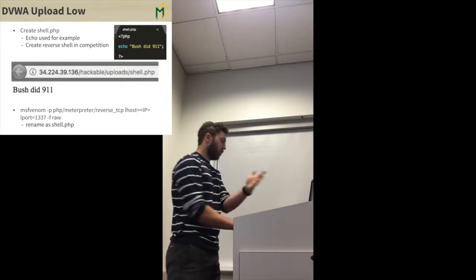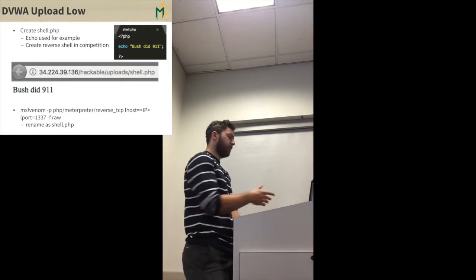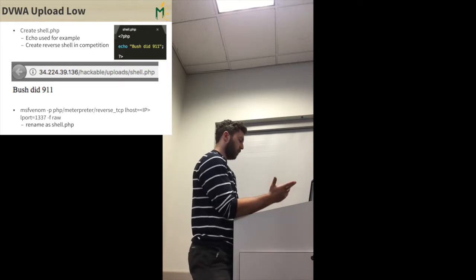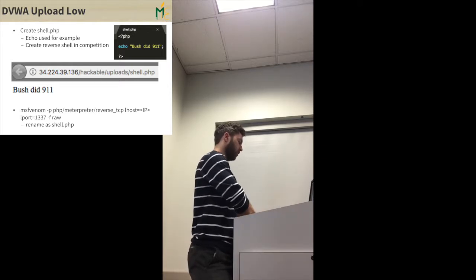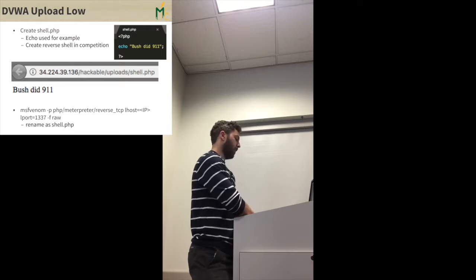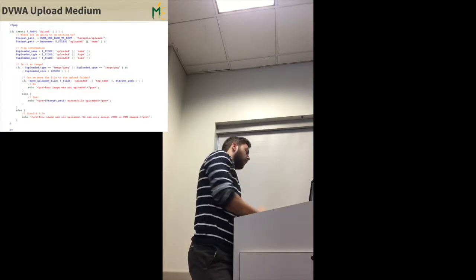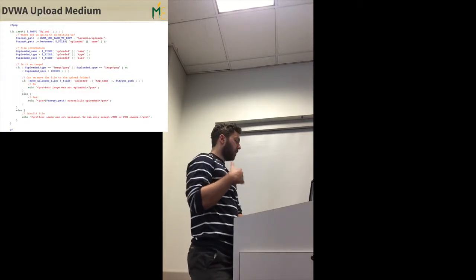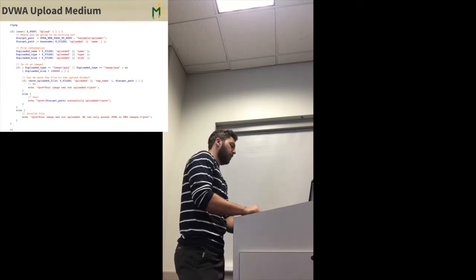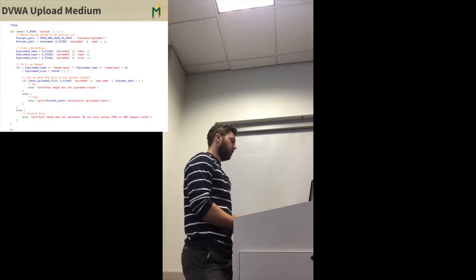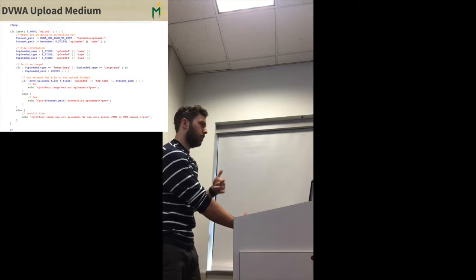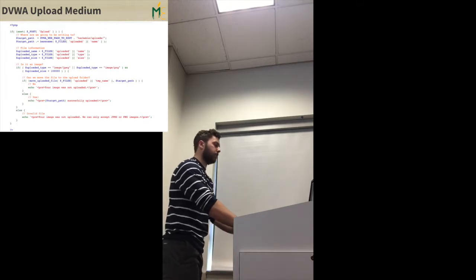And you can create a reverse shell with MSFvenom. That's an example command of what to do. In this case, it uses port 1337, and you would have to rename it as shell.php before uploading, and you'd have to specify the IP. Okay, but what happens if they actually filter for it and they actually check whether it's a JPEG or a PNG, what would you do? What do you think you would do in that case?